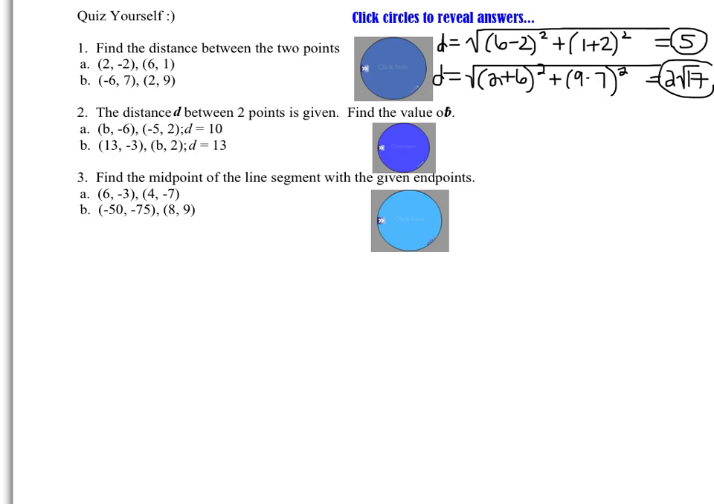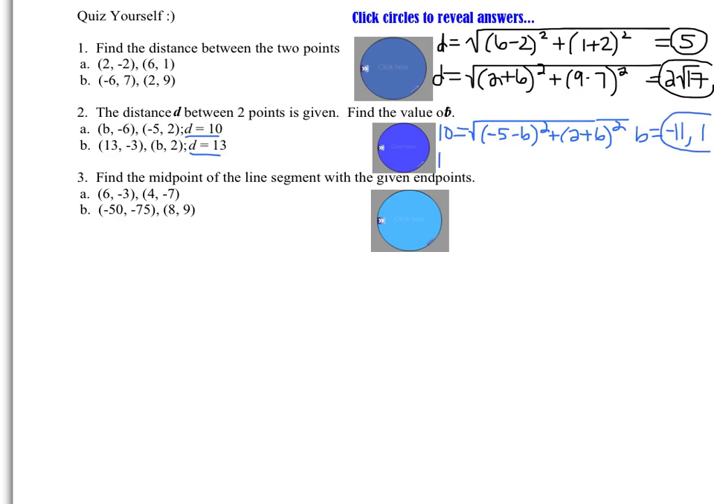Number 2 is asking you to, they're giving the distance like the last example we did, and then go back and find B. So for part A, you're going to have 10 equals the square root of -5 minus b squared plus 2 plus 6 squared. So that's how you set it up, and then the answer you should get is B is -11 and 1.